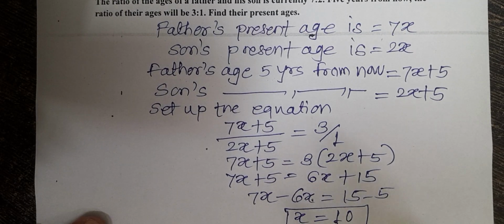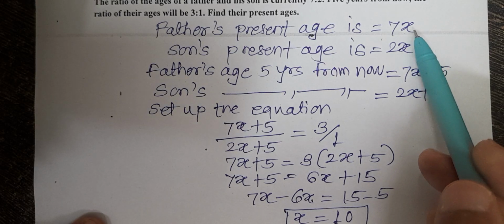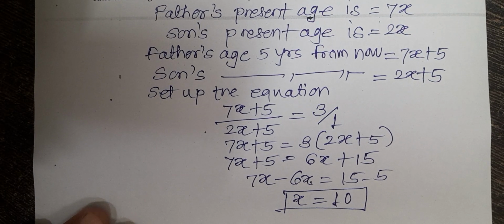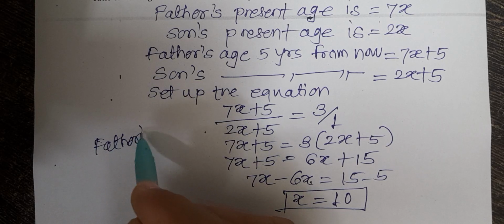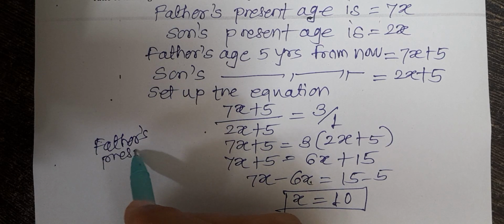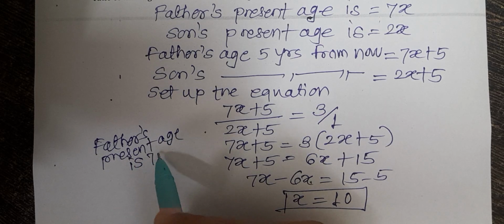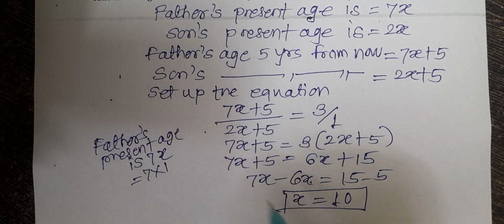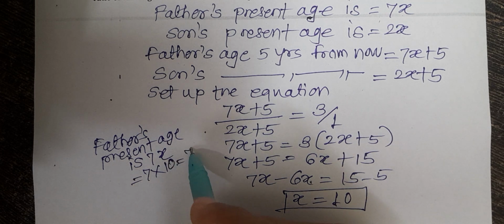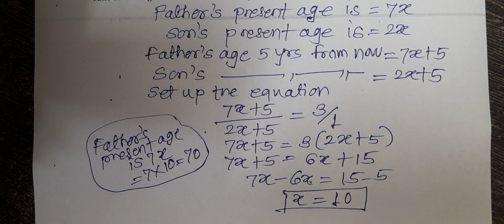So what is asked? Find their present ages. So present age of the father is 7x. So multiply 7 into this 10. So it is 70 years. Father's present age is 70 years.